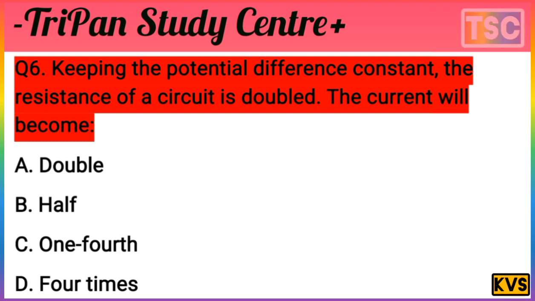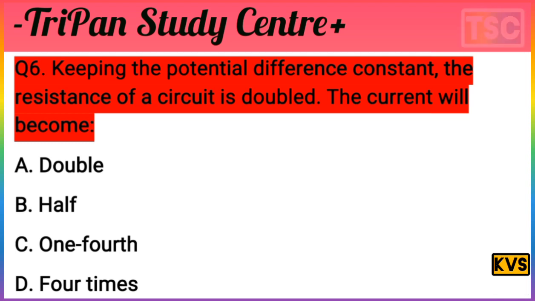The options are doubled, half, one-fourth, four times. The answer is clear here. The resistance of the circuit is doubled, but the current will become half. That's important. It means option B is correct. The resistance is doubled, the current will be half, so option B is correct here.